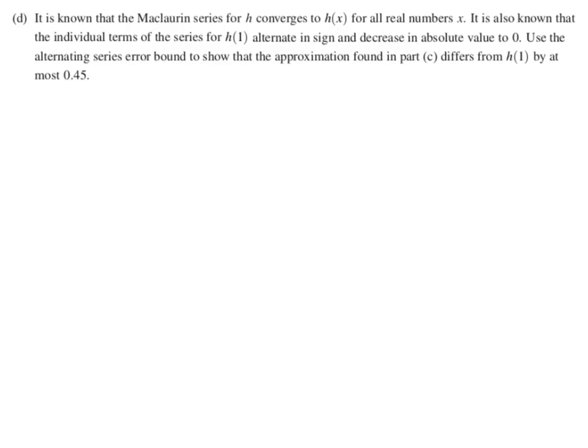And part D is kind of a mouthful. It says it's known that the Maclaurin series for h converges to h of x for all real numbers x. It's also known that the individual terms for the series for h of 1 alternate in sign and decrease in absolute value. That tells you it's an alternating series and that it converges essentially. Use the alternating series error bound to show the approximation found in part C differs from h of 1 by at most 0.45.